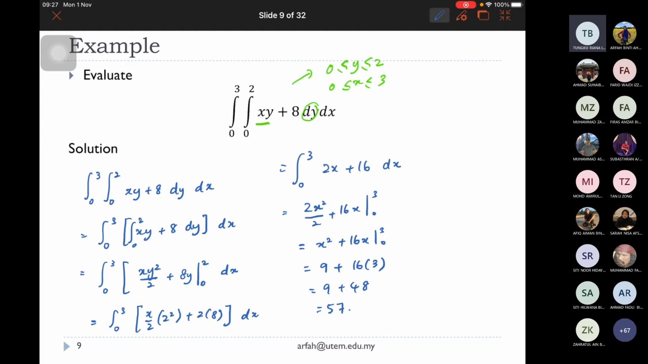Done. This one. Awak try jangan copy je soalan apa nama jawapan yang ada tu. Make sure you try by yourself so that you get a better understanding in solving the double integral.